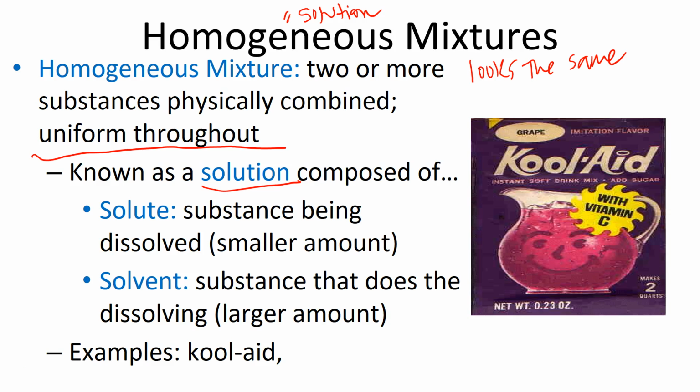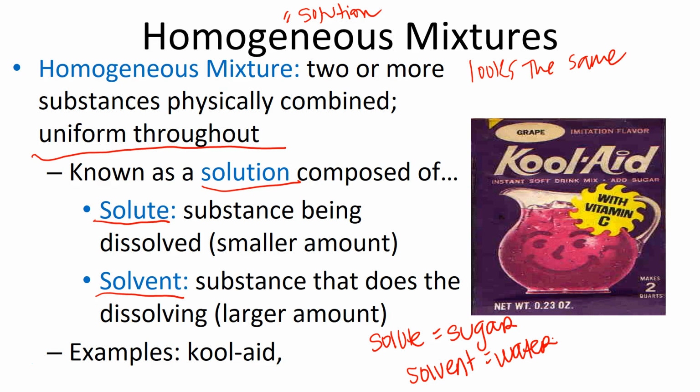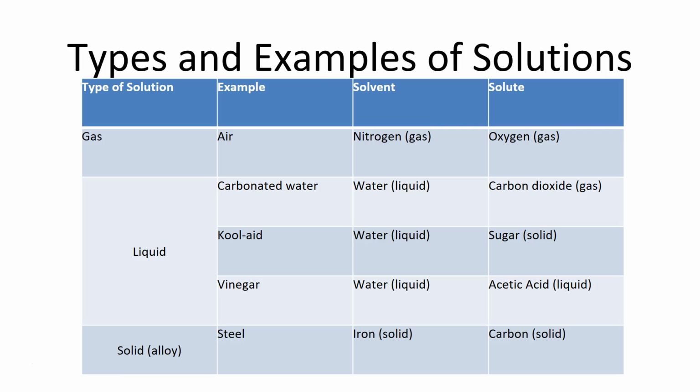Okay. Now, a solution or a homogeneous mixture is composed of two different substances, a solute and a solvent. Now, the solute is the substance being dissolved, and the solvent is the substance that's doing the dissolving, the larger amount. So, for example, in Kool-Aid, the solute would be sugar, okay, in the little packet, and the solvent would be the water, okay. So we're going to get some more practice with that, okay, because there are many types.